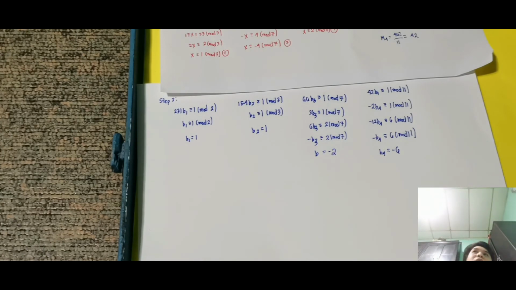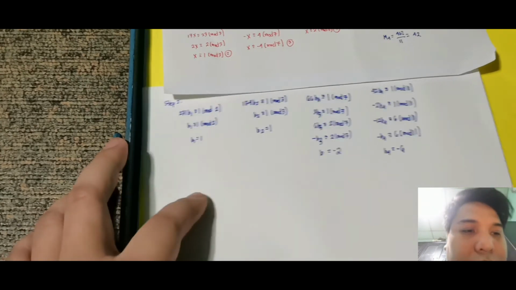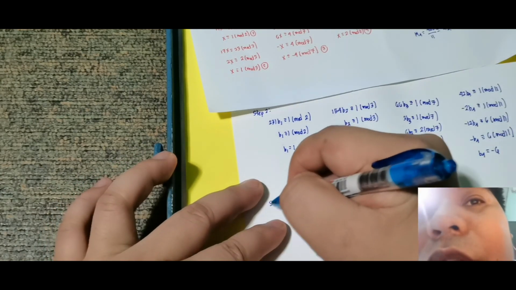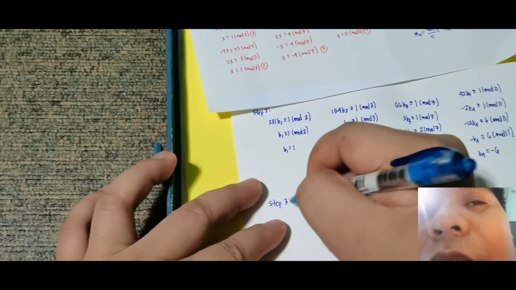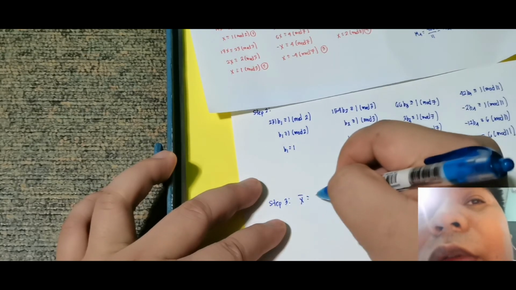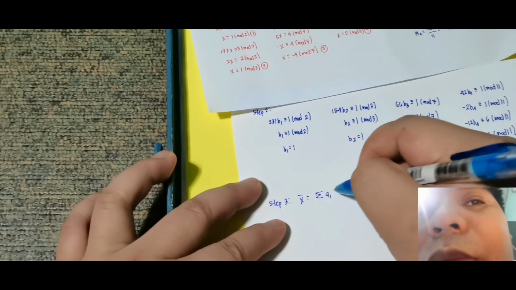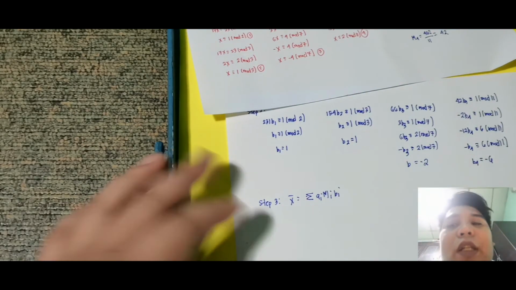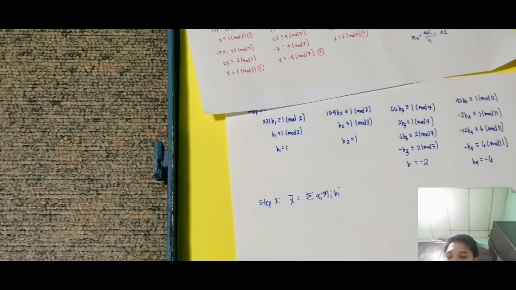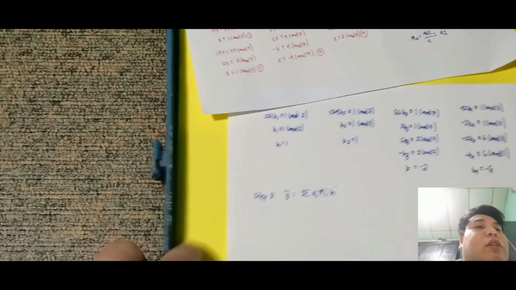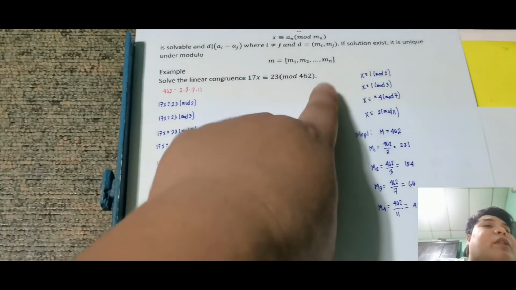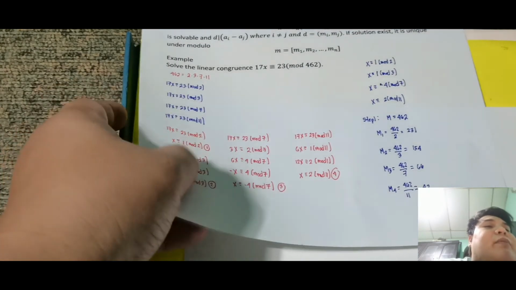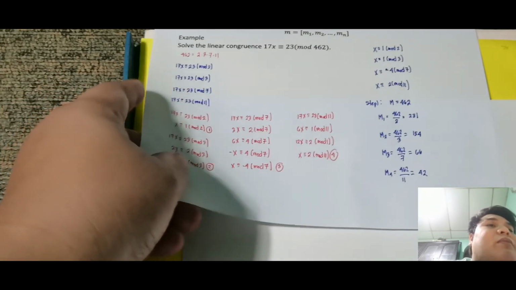Next is step 3, i-form natin yung kanyang solution. Step 3, form the solution: x bar is equal to the summation of a sub i, m sub i, b sub i. Ano po yung gagamitin namin na a sub i dito? Ang gagamitin nyo na a sub i: 1, 1, negative 4, and 2.